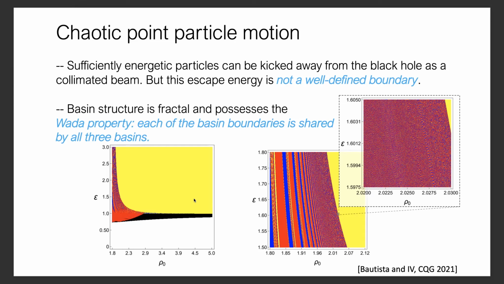work in point particle motion tends to look at corrections to point particle motion via self-force. Here we're not looking at self-force corrections, but rather looking at test particle motion and understanding its unique properties and how to characterize its chaotic behavior.